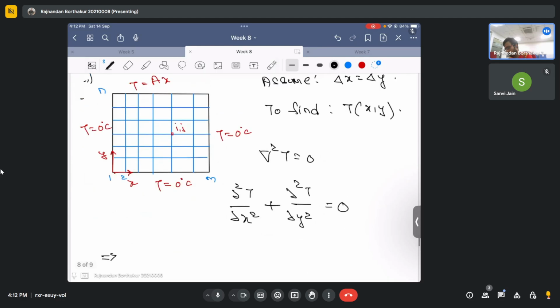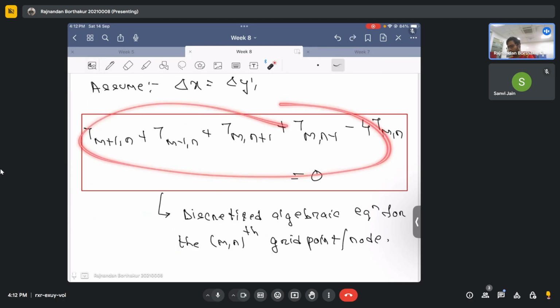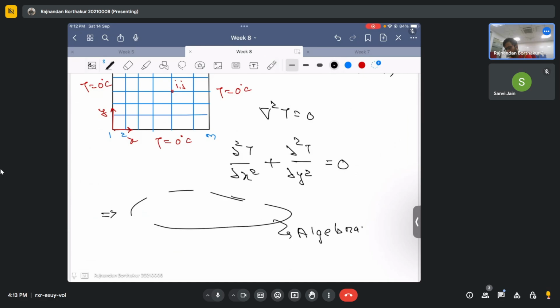So we saw that this can be written into this form as we just now saw. I'll not write down the form here, but at least we saw that you can just discretize this equation into an algebraic equation at the given i, jth node.